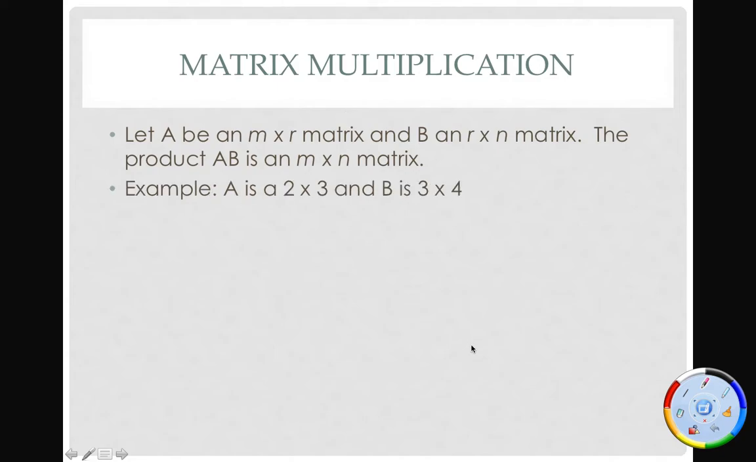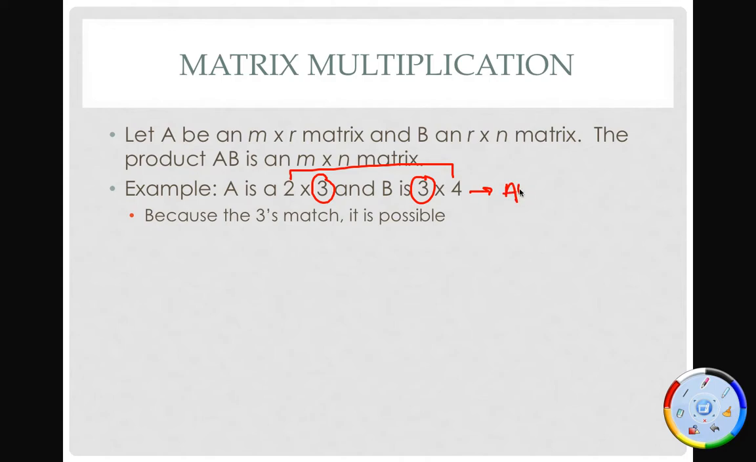So an example, if I was to do matrix A, which is a 2 by 3, and matrix B is a 3 by 4, I look at this and I go, hey, this 3 matches with this 3, which means this 2 and this 4 is going to be the size of my result. So because the 3's match, it's possible to find the multiplication. If they don't match, it's not possible. So I could do AB. But if I tried to do BA, that would be a 3 by 4 and a 2 by 3. Because the 4 and the 2 don't match, I can't do it.